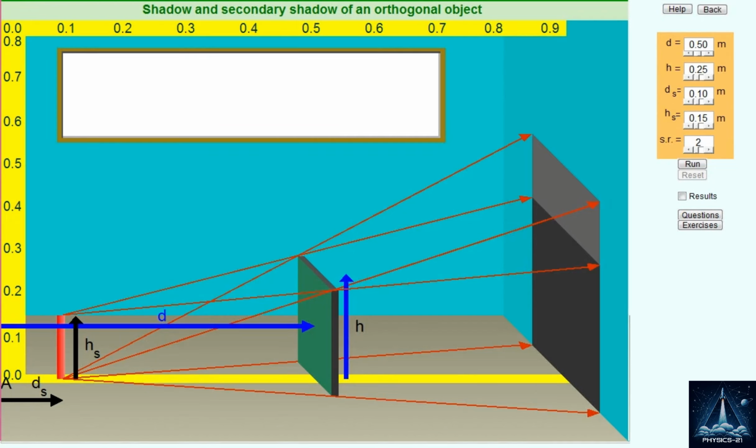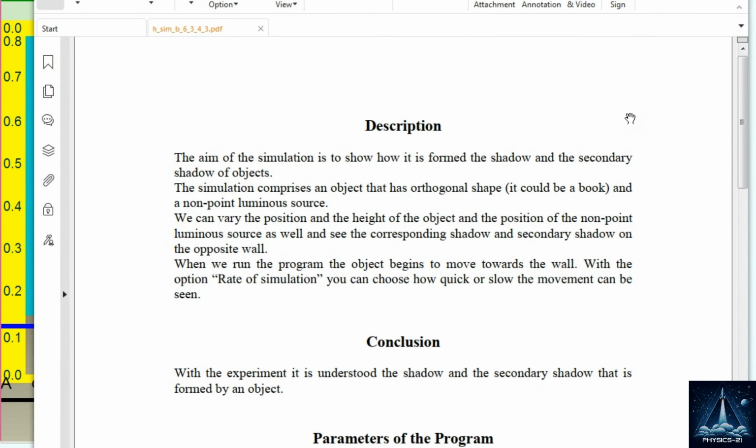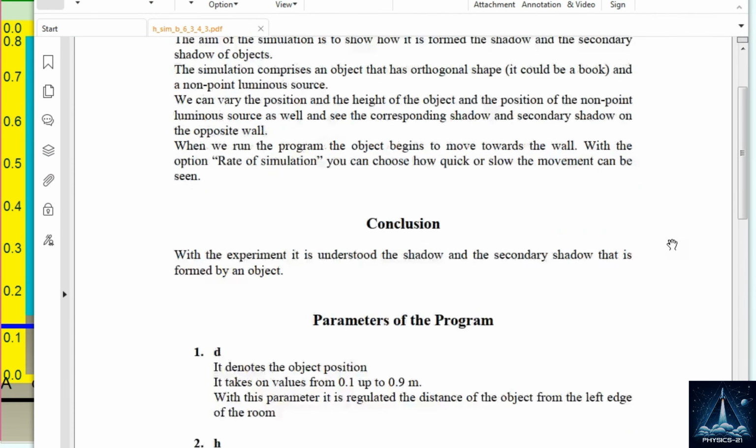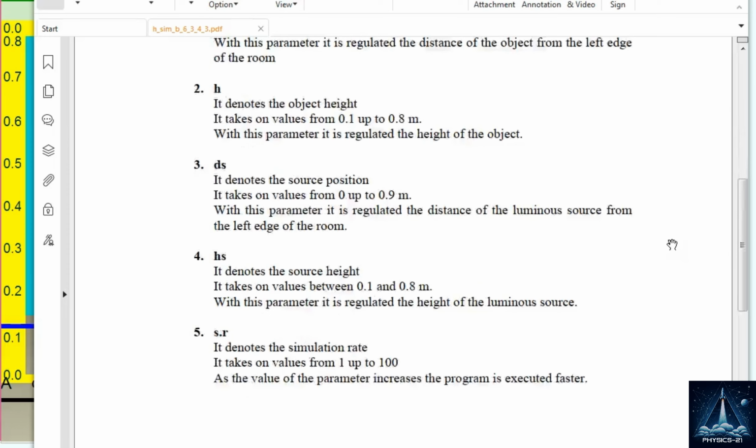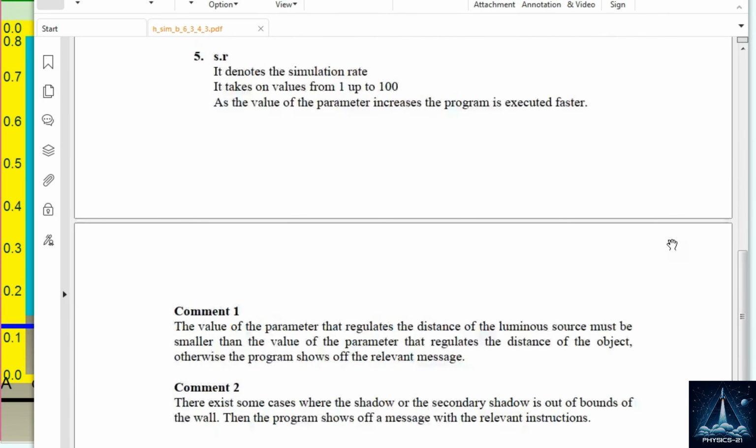This simulation shows how the shadow and the secondary shadow of objects are formed. In the help section, the detailed theory of the simulation is referenced.